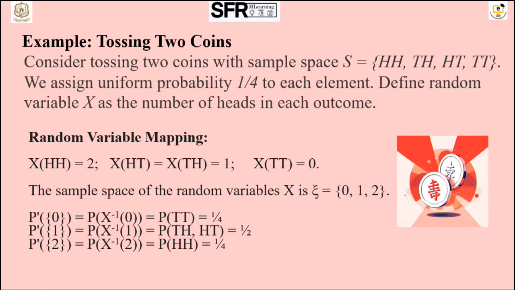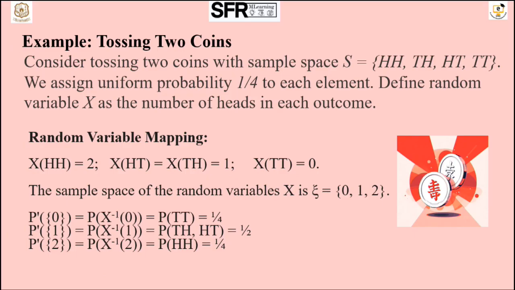Let me define the random variable with a simple example first. When we toss 2 coins, what will we get? Consider tossing 2 coins with a sample space S, that is 2 heads, or 1 head and 1 tail, or 1 tail and 1 head, otherwise both of them are tails. We assign uniform probability 1 by 4 to each element. Define random variable X as the number of heads in each outcome. I am mapping the random variable here.